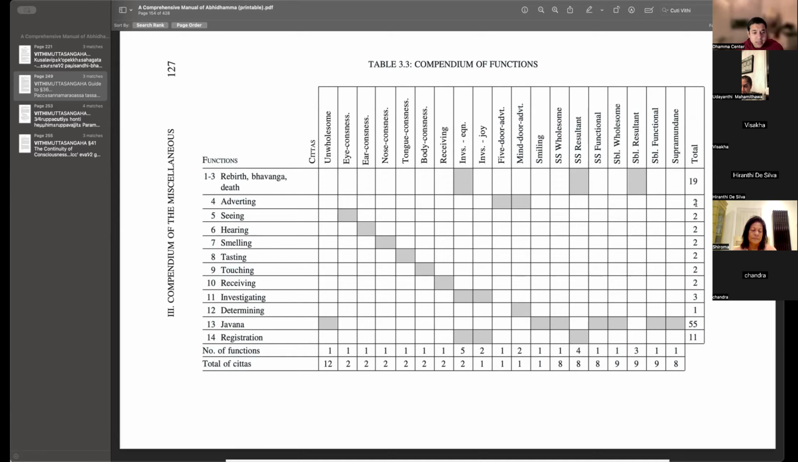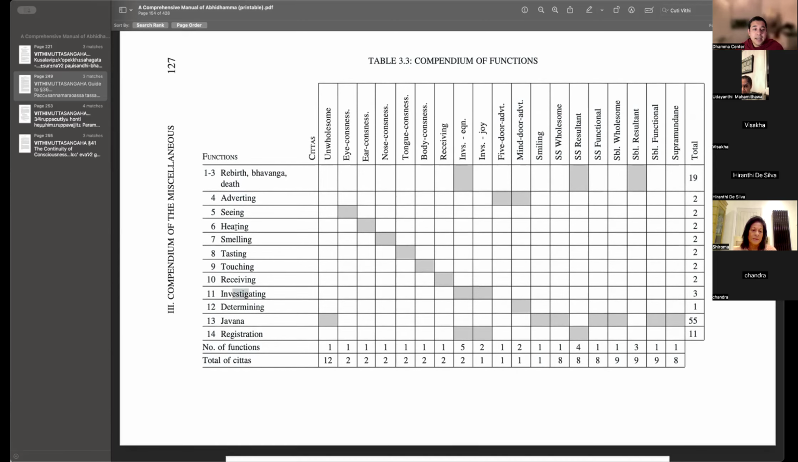Now before investigation, we have the adverting, then seeing, hearing, smelling, tasting, touching, the five-door processes. Look, from seeing to touching, seeing only eye consciousness performs the function of seeing. Is that clear, everyone? Only the eye consciousness can perform the function of seeing.